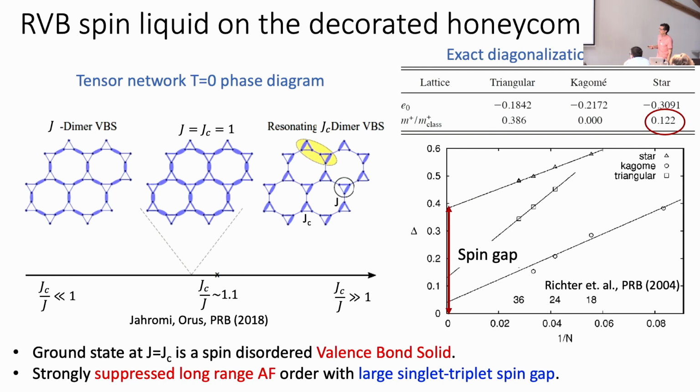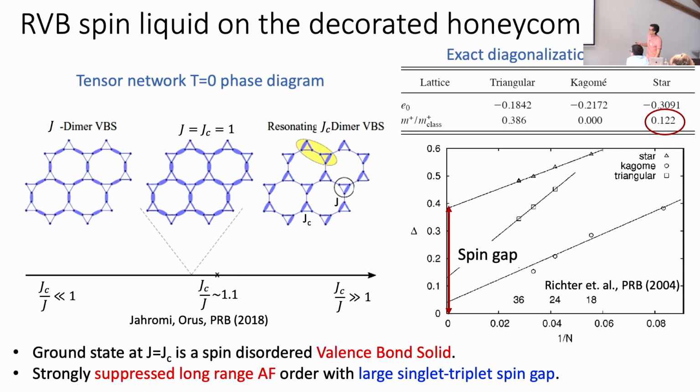So regarding the first question, whether there is an RVB or a spin liquid on the decorated honeycomb lattice, we have relied on previous works in the literature. There are tensor network calculations at zero temperature, which in principle show that there is some dimer valence bond solid, right? And okay, there is a spin gap in the system.